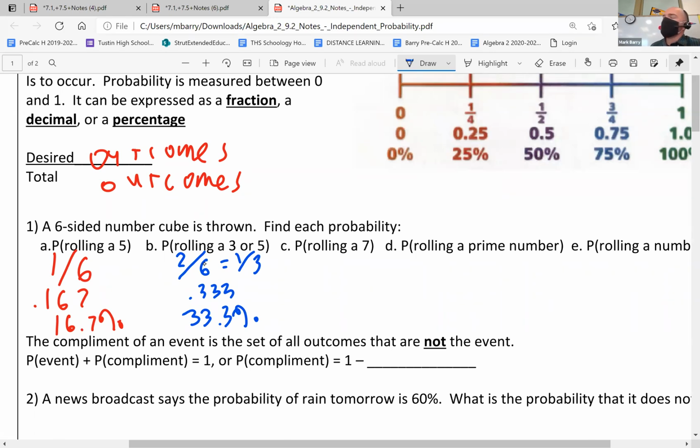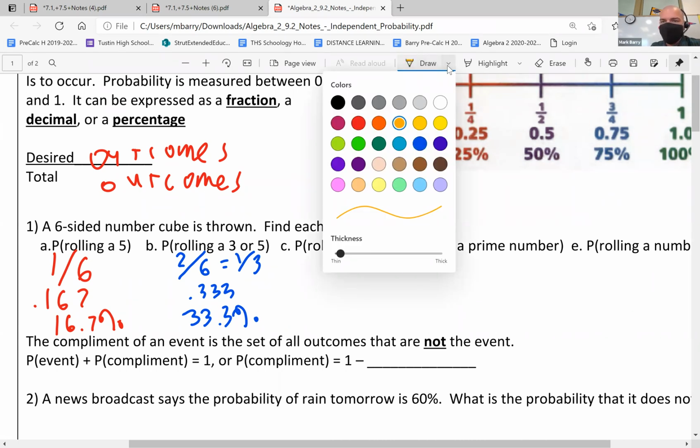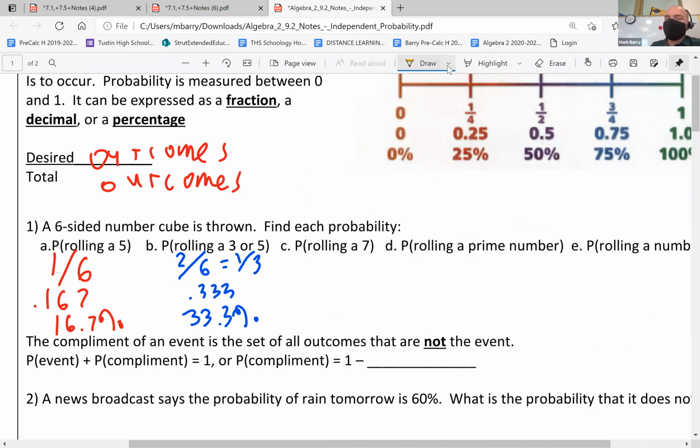All right, next up, the probability of rolling a 7. Well, if our numbers are going 1 through 6, I would say the probability of rolling a 7 is 0 out of 6.